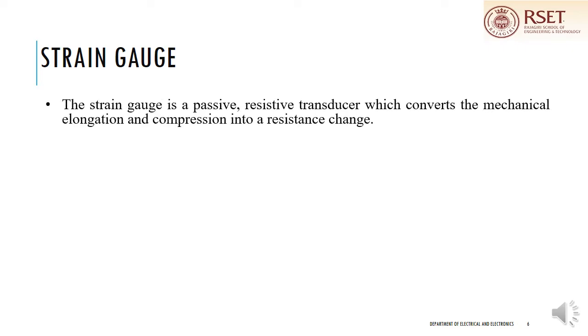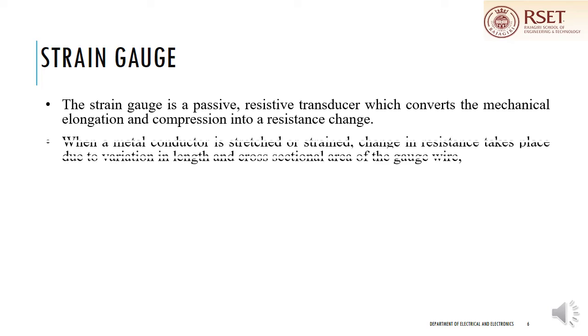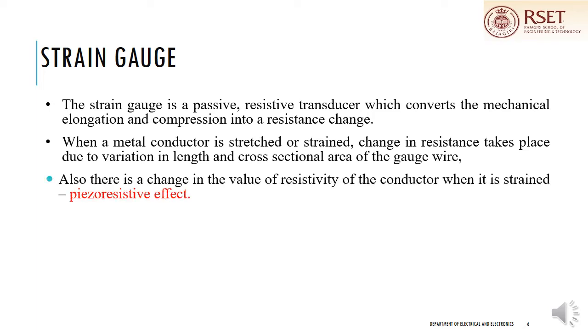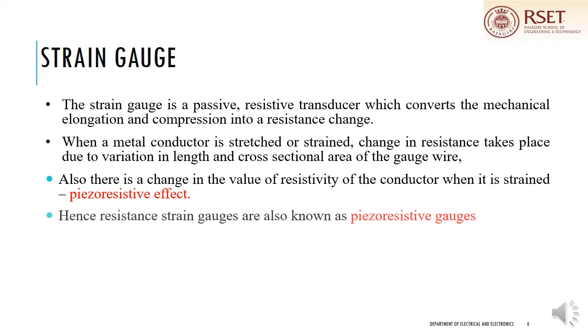Now coming to strain gauges, it's yet another resistive transducer that converts mechanical elongation and compression into a resistance change. When a metal conductor is stretched or strained, as we all know, there will be a change in resistance because there will be a change in length, a change in cross-sectional area, and also a change in resistivity of the conductor. We call this the piezoresistive effect, and because of this, resistance strain gauges are also known as piezoresistive gauges.